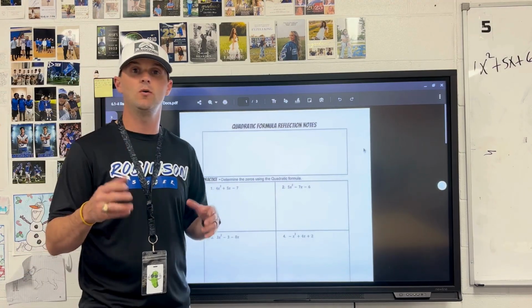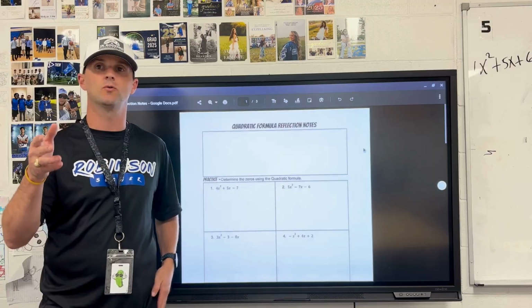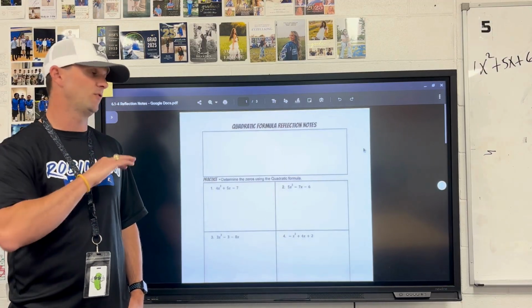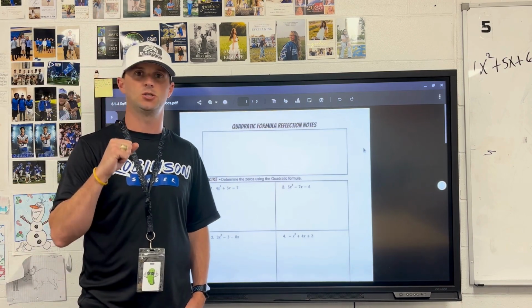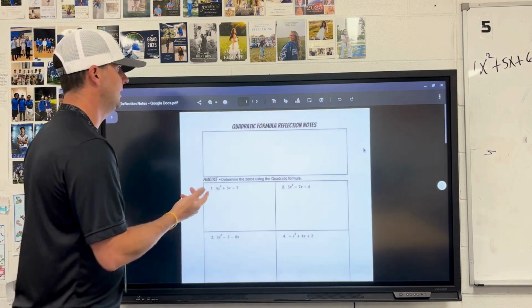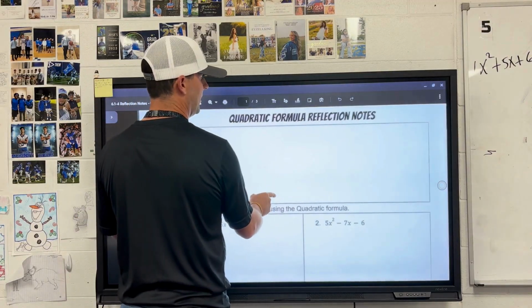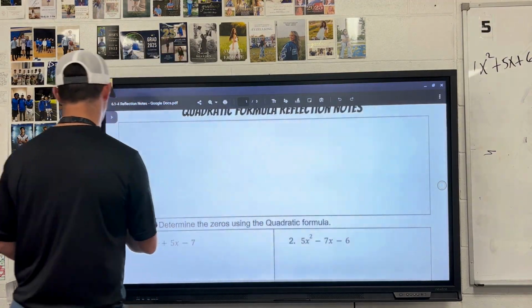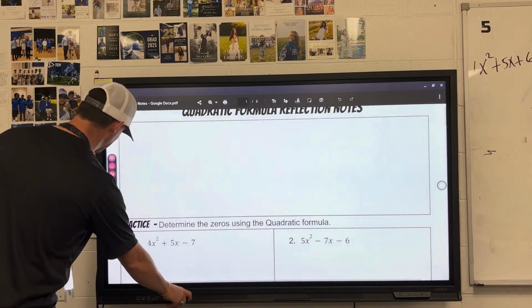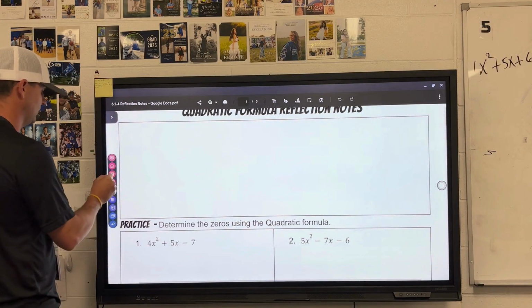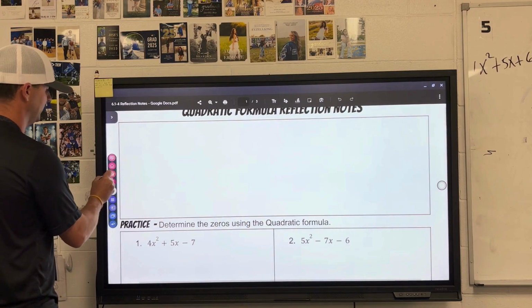Just so y'all know, this formula is actually on your STAR reference sheet. So if you ever forget it, you can just go look at the sheet and you'll be able to use it there. So here we go. The first thing we need to talk about is that whenever you write this, it has to be in standard form. So we have to put it in standard form first.